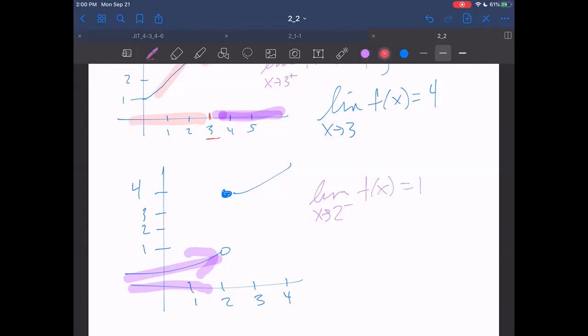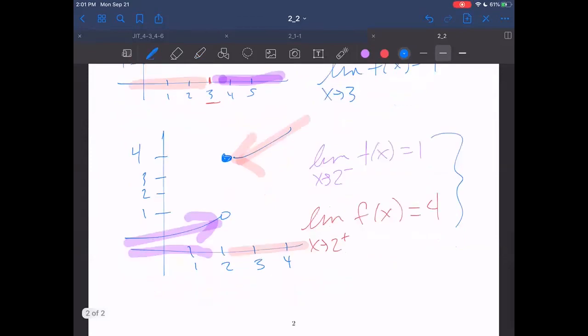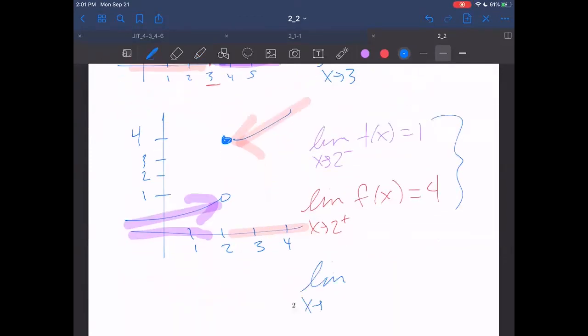Okay, and then we can look at it as x approaches 2 from the right. From the right, we're looking at all the numbers greater than 2. Where does it look like it's going towards? Well, it looks like it's going towards 4. These don't equal, so that means our limit as x approaches 2 of f of x does not exist. And you don't write an equal sign. You just say that it does not exist, because it can't equal anything.